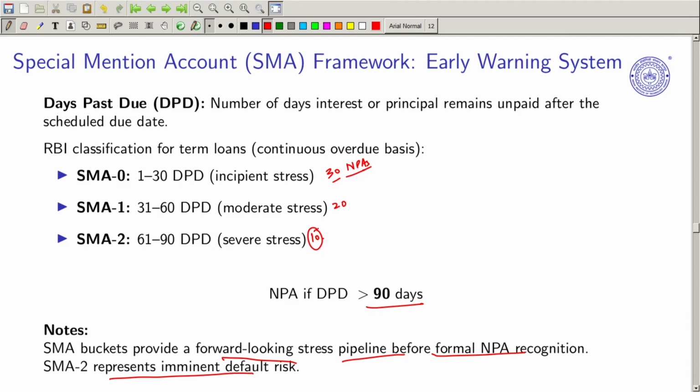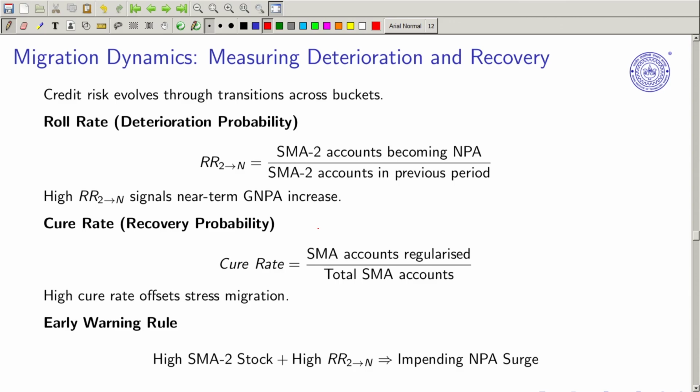Now here we have one more concept, which is measuring the deterioration and recovery. Credit risk evolves through transitions across buckets. So here we have the roll rate, the deterioration probability: SMA 2 accounts becoming NPAs divided by SMA 2 accounts in the previous period, right. Suppose you have 30 accounts here and here you have 10 accounts, it means your numbers are going to be lower. But if here you have 30 and here also you have 30, it means all those that were in SMA 2 in the previous period are becoming NPA. So it means you have very high risk, right.